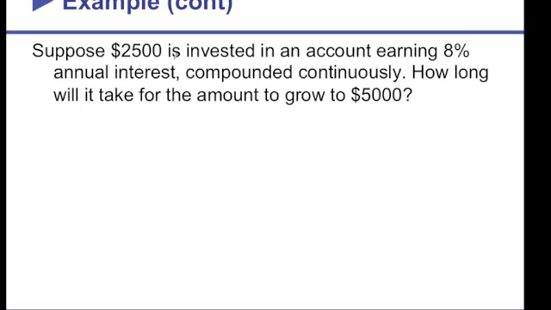Now, suppose we have $2,500 invested in an account earning 8% annual interest compounded continuously. How long will it take the amount to grow to $5,000? Well, the time then is ln of 2 divided by the interest rate, which is 0.08. Again, this is the exact answer. The approximate answer, when I grab my calculator, is 8.66 years.